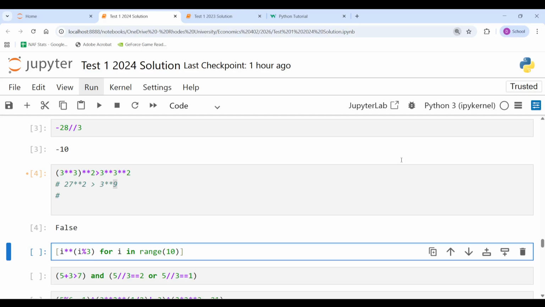So we have i to the power of i modulus 3 for i in range 10. First of all, what data type is this going to be? Is it going to be a list or a list of lists? Just a list, so a one-dimensional array. Perfect. Then, how many numbers will there be in this list? 10. Would you be able to write out those 10 numbers?